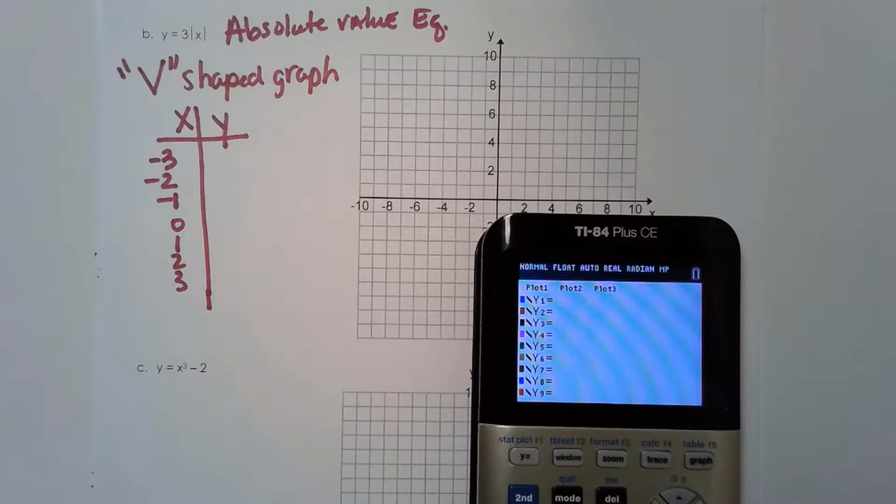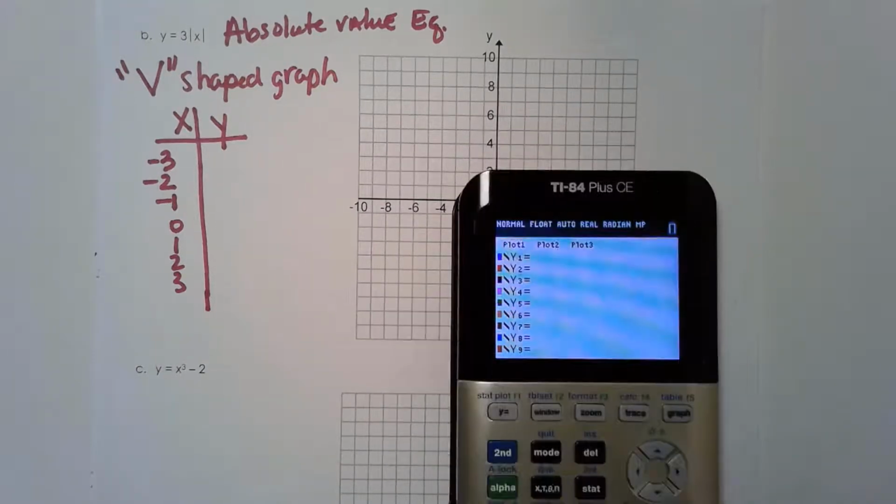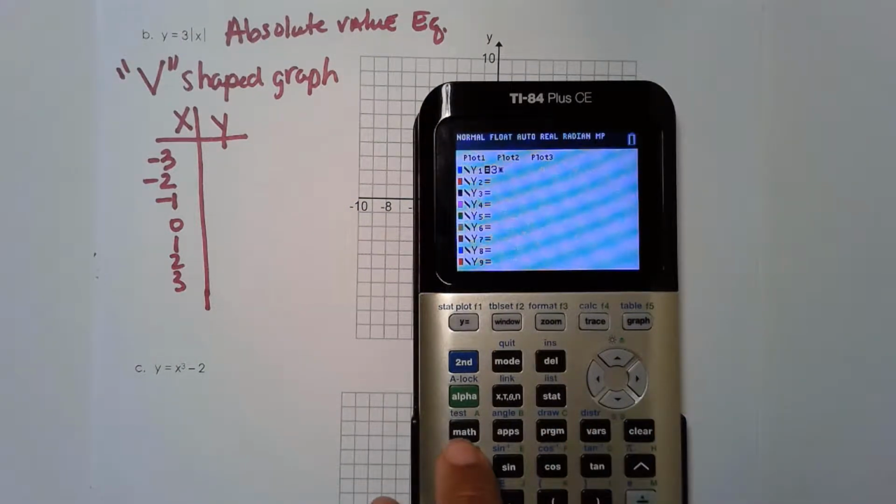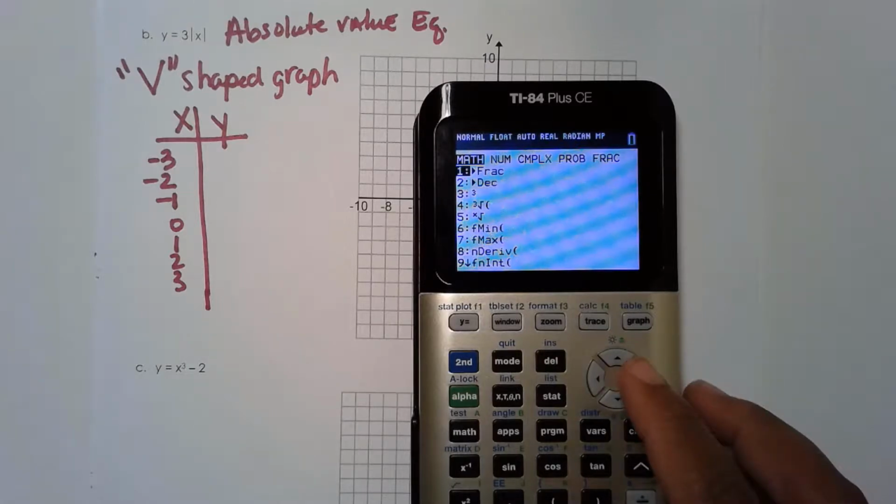And let's go 3 times. And then where do you find your absolute value symbol? You have your math button here. Press math. And we're going to scroll to the right.